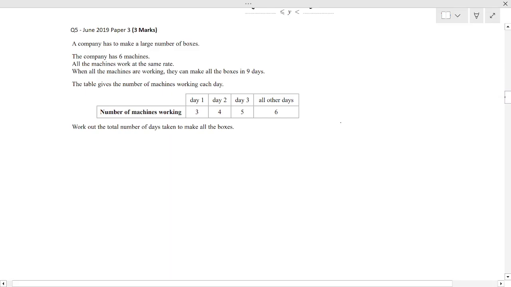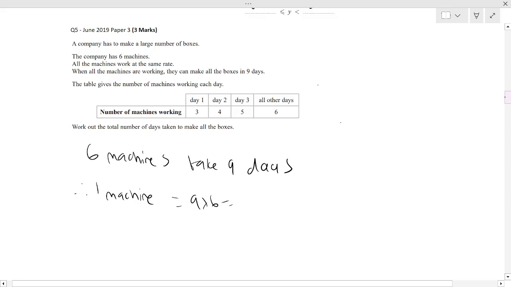Okay. So this is sort of like a rate question. We're given 6 machines work at the same rate. What would happen if we changed it to 5, 4, 3 machines instead? How would that affect the output, the work done? Okay, so with this sort of question, we are given that 6 machines would take 9 days, right? So therefore, one machine is going to be taking 9 times 6, because one machine is going to have 6 times the workload. So that's going to be 54 days.